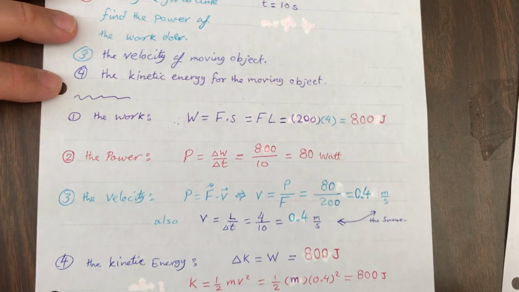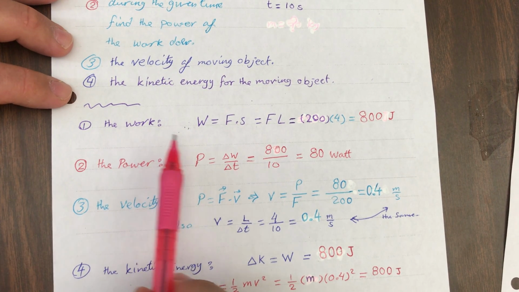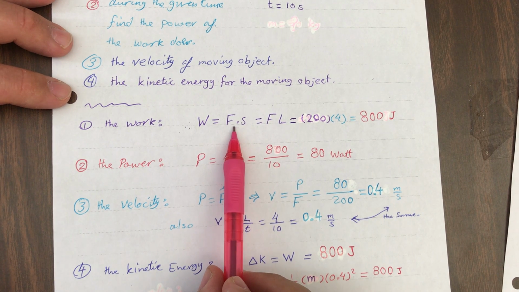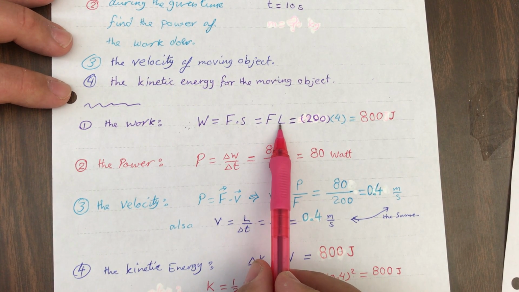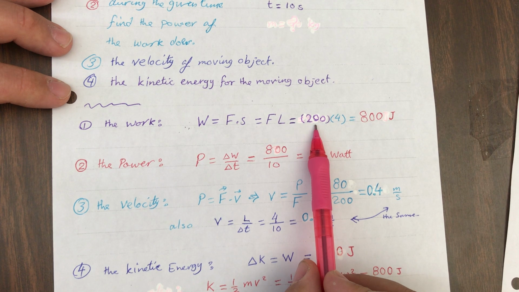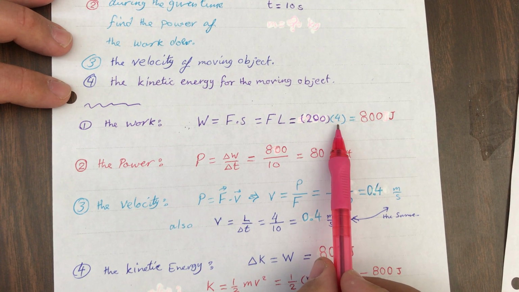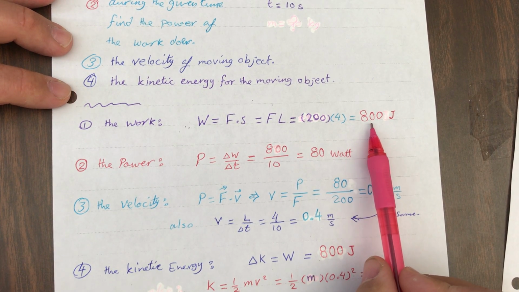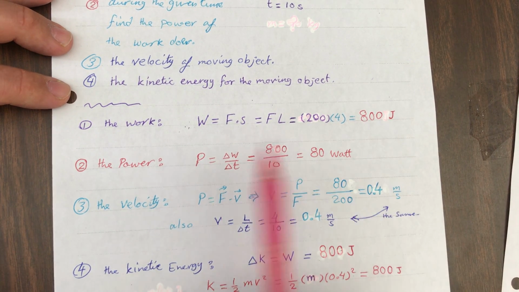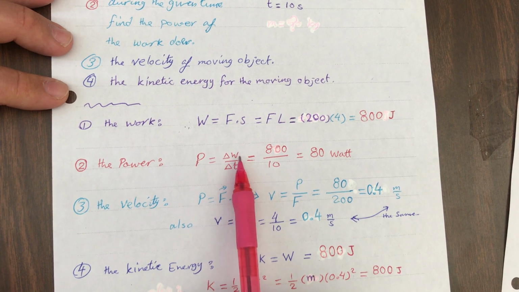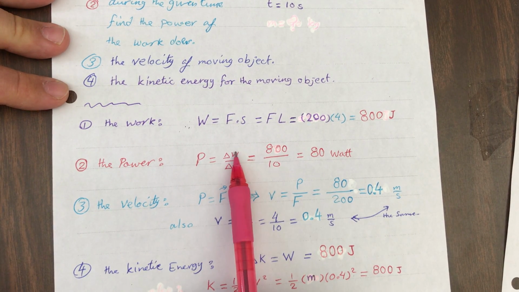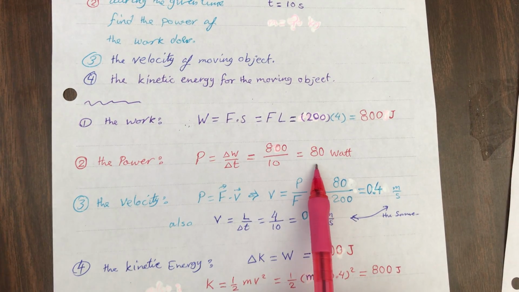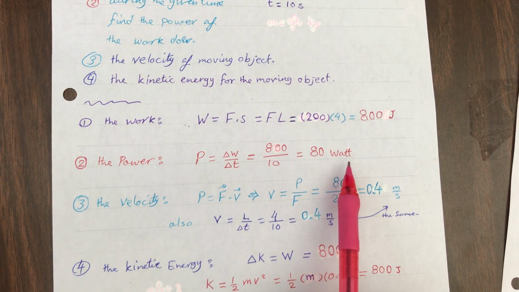You will see that. For example, the first one, the work, is equal to F multiplied by S, which is FL, where the force is 200 and the distance is 4. Then we have 800 joules. What about the power? The power is the work divided over the time, delta W over delta T, which is 800 over 10, which is equal to 80 watts.